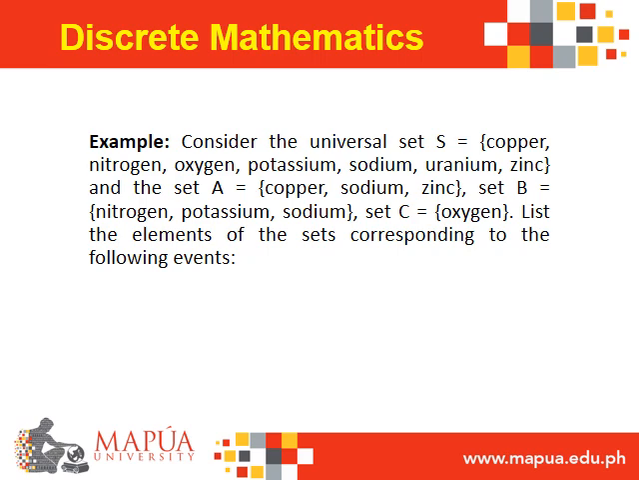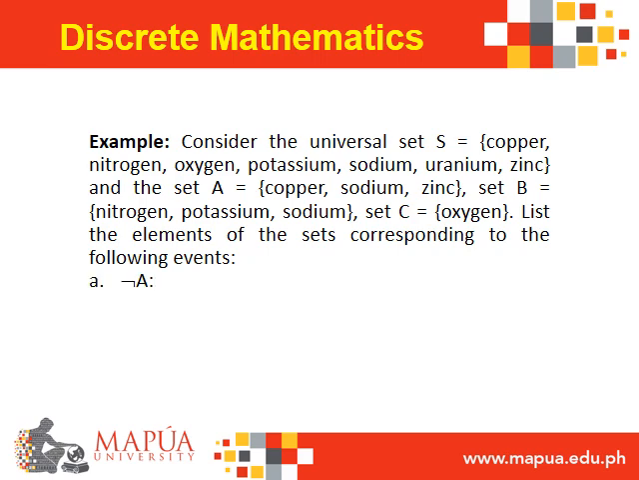Let's try to evaluate a few more examples regarding sets. Let's say our universal set S comprises the following elements of your periodic table: copper, nitrogen, oxygen, potassium, sodium, uranium, and zinc, with set A comprising the elements copper, sodium, zinc, set B comprising the elements nitrogen, potassium, sodium, and set C containing oxygen.